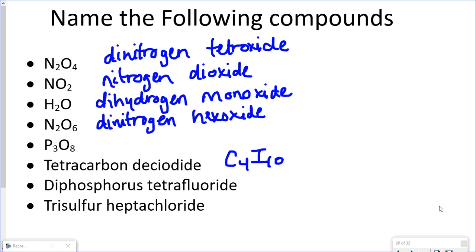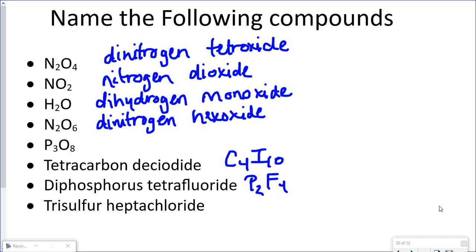Diphosphorus tetrafluoride. Diphosphorus, di is 2, phosphorus is P, so this will be P2. Tetrafluoride, so tetra is 4, fluoride is F, so this will be F4. Take a moment, feel free to pause and try the last one, the trisulfur heptachloride on your own.